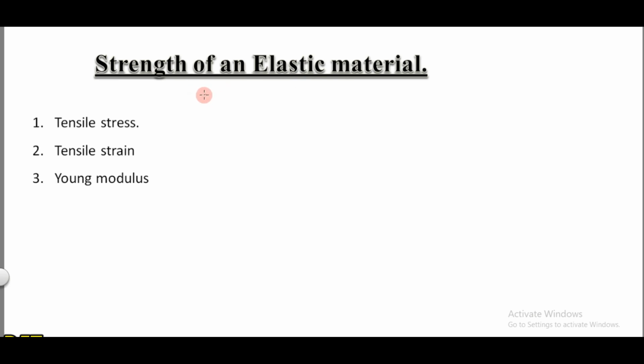The strength of an elastic material is determined by three physical quantities: the tensile stress, the tensile strain, and the Young modulus. These three physical quantities help to determine how strong an elastic material is. So the strength depends on the tensile stress, the tensile strain, and the Young modulus of that elastic material.